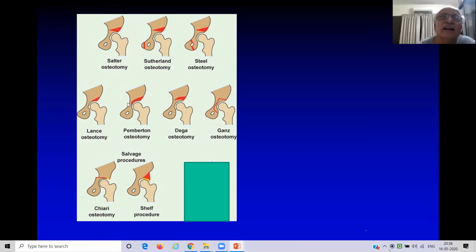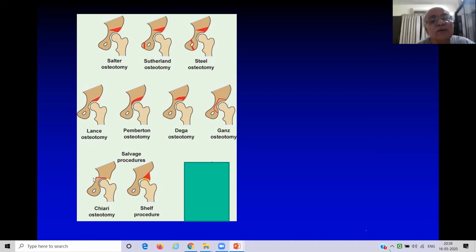Pemberton osteotomy, where the triradiate cartilage is a hinge. Dega, I told you, is slightly on the higher side, where you cover the posterior lateral part rather than the anterior lateral part. The hinge is slightly different. This hinge is anterior, that hinge is posterior. Ganz osteotomy, I just told you, is supra-acetabular all around, keeping the blood supply of the whole fragment and rotating the whole fragment wherever you want. It's totally versatile, the Ganz.